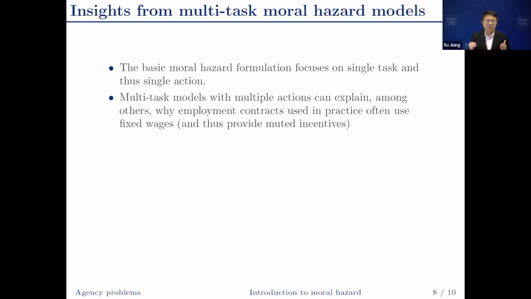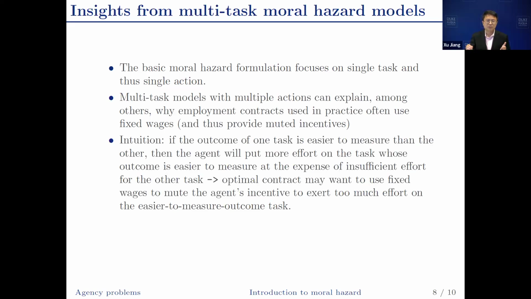If you extend that to multitask models with multiple actions, those kinds of models could explain why contracts that we observe in practice often use fixed wages. Because based on the single task, single action model we just talked about, you cannot offer fixed wages, because if you offer fixed wages, the agent is not going to work. Or equivalently, what we're saying is the incentive you offer to the agent is not large enough. And here is the intuition.